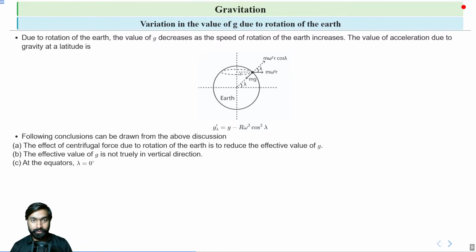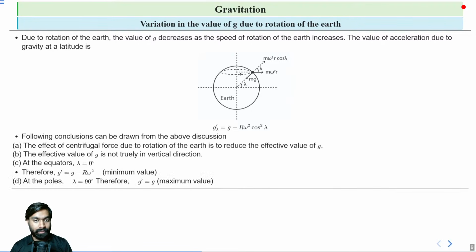At the equator, lambda equals 0 degree, yes or no? So g prime equals g minus R omega square. This is the minimum value. And at the poles, lambda equals 90 degree, therefore g prime equals g, and this is the maximum value. This formula is very important: g prime lambda is equal to g minus R omega square cos square lambda.